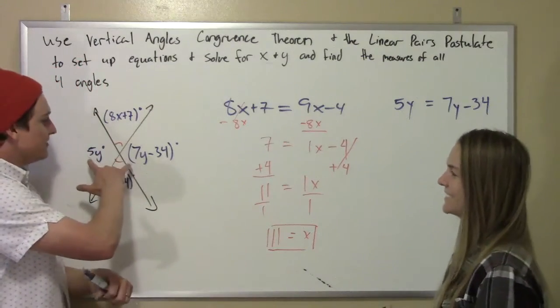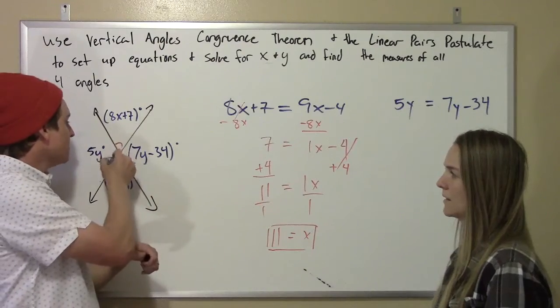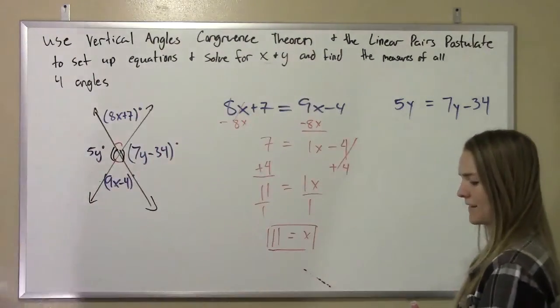Okay, so these two have to be equal to each other. These are vertical angles as well. So the angles are congruent, the measurements are equal. Okay, let's solve for y.